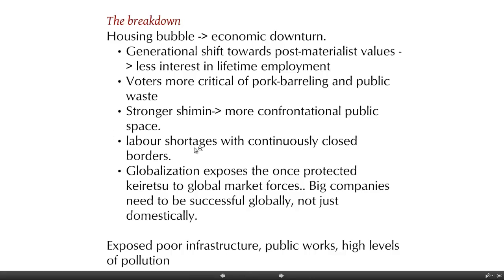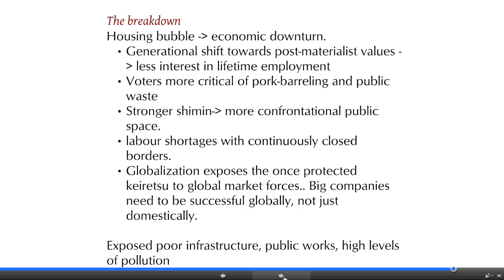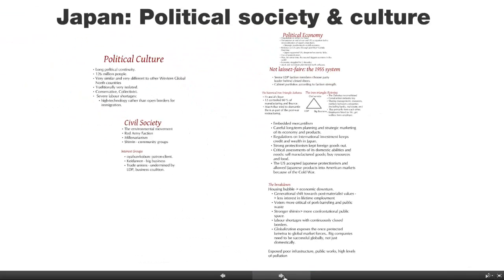You have labor shortages because of these continuously closed borders, and globalization that exposes these keiretsu that were once protected by these protectionist regimes. They're now exposed to global market forces and have to compete with those. So they have to be successful globally now, not just domestically. And together, all these have, some would argue, exposed poor infrastructure and high levels of pollution in some places and so on, which drives even more critique against this order, the 1955 system.